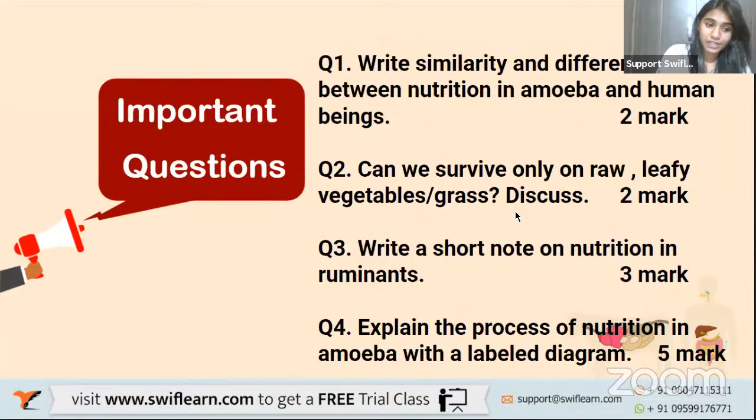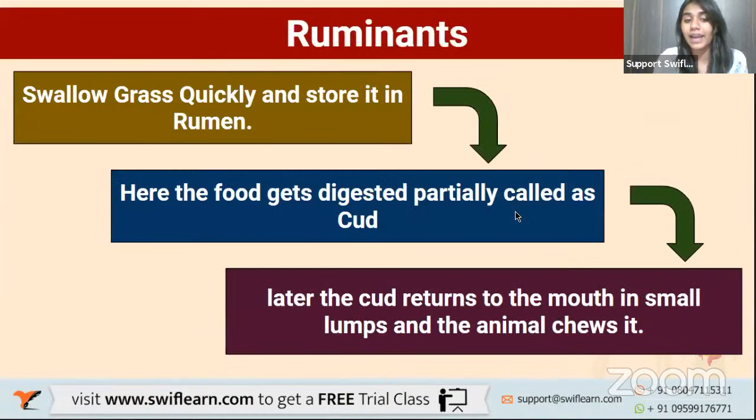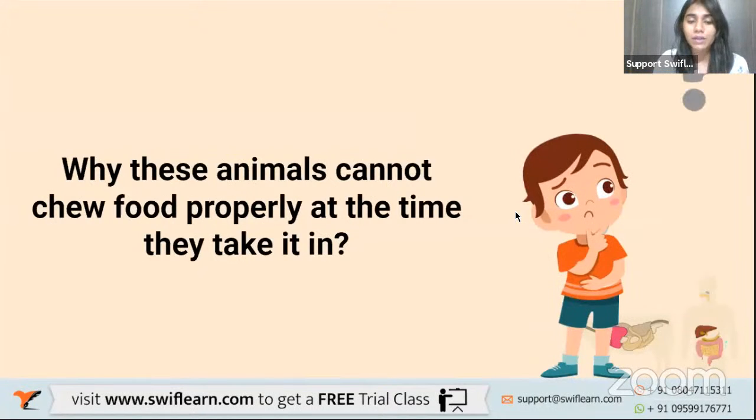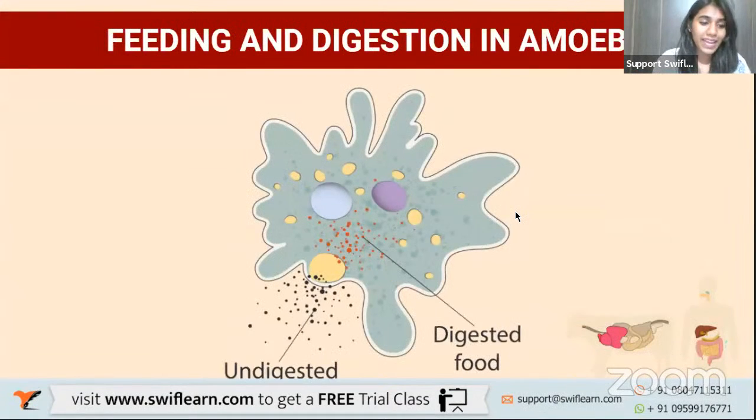Moving on to the next question, write a short note on nutrition in ruminants. You need to explain and write about the animal, basically the chart that I showed you. You can just write this down and explain how ruminants first swallow the food. The food is then stored in the rumen as cud, right? The food goes to the rumen, and in the rumen it is partially digested. This partially digested food is called cud, and then it comes back to the mouth and they continue chewing whenever they are sitting simply. You can explain all that.